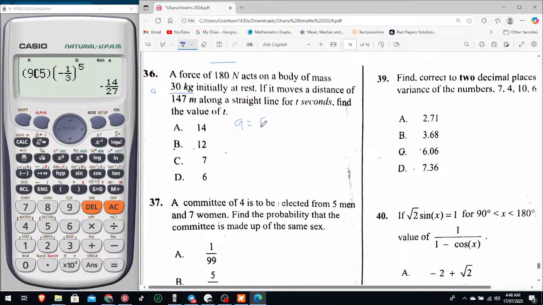F equals ma. So if I divide both sides by the mass, I'll get the acceleration. So 180 over 30. Do you understand what I'm doing? Yes, sir. So 180 over 30, what will you get? 6. Just cancel this. So you get 6 meters per second squared. This is equations of motion.